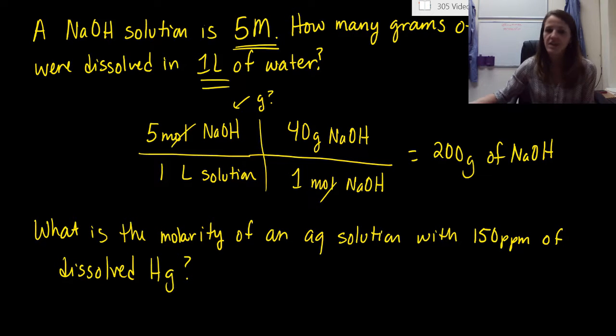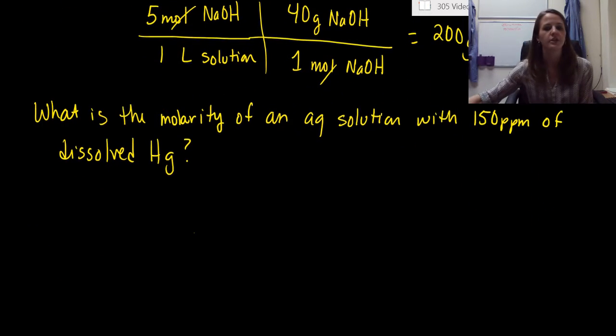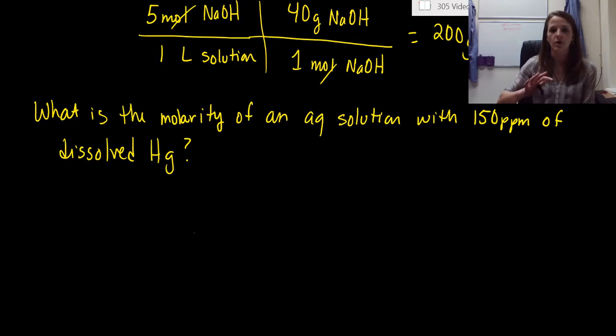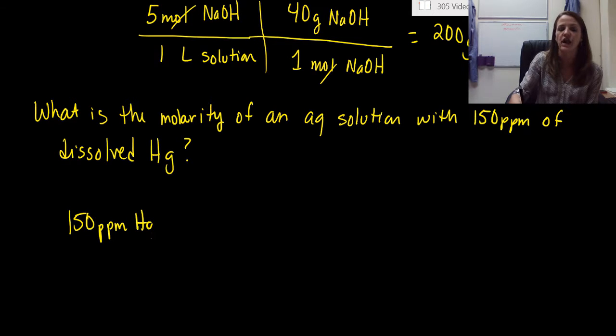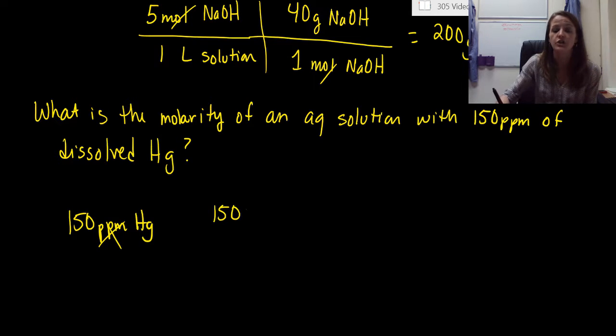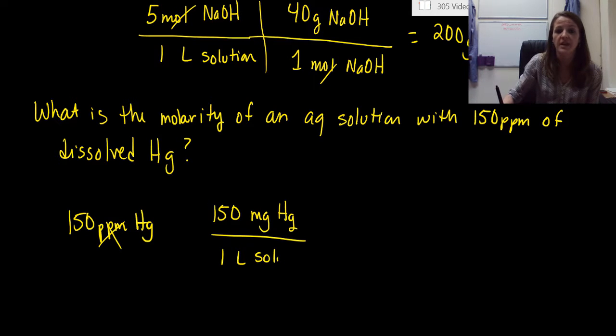All right, did you get an answer? This one I think was a little bit trickier, so if you didn't, don't beat yourself up. We can work through this together. So the first thing you have to do is translate what 150 ppm of mercury actually means. So the first thing I do is get it out of the unit ppm. And so what we know is that that means we have 150 milligrams of mercury per every 1 liter of solution.